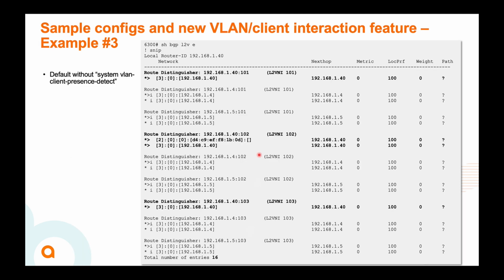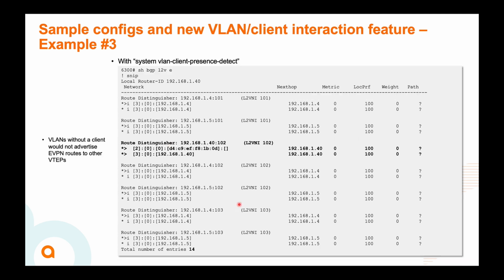Finally, we have this show BGP L2VPN EVPN. This is from a 6300 perspective. It's basically advertising on all three VNIs 101, 102, 103. It's advertising out. In this example we have IMET for the BUM traffic, it's sending that out. Same for 103. But when you enable this command, because for 101 and 103 there's no client attached, it's not advertising anything else. So it really helps save on resources if there are lots of VLANs without any currently attached clients.